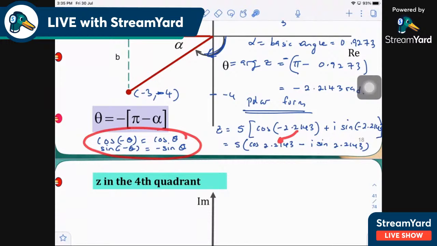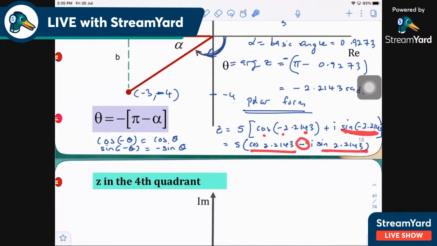Okay, kalau tak ada soalan, saya pergi kepada yang seterusnya. Okay, this time I give a different number. Z equals to, don't want 3 anymore. We take 4 minus 7i. Boleh? Okay, 4 minus 7i.